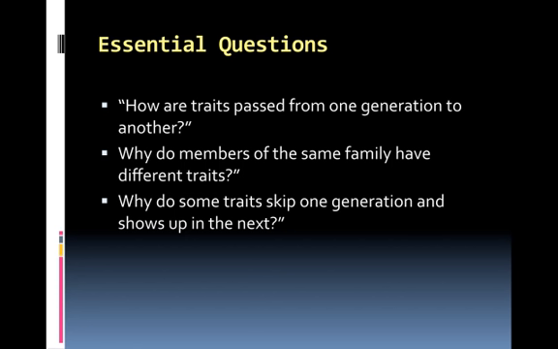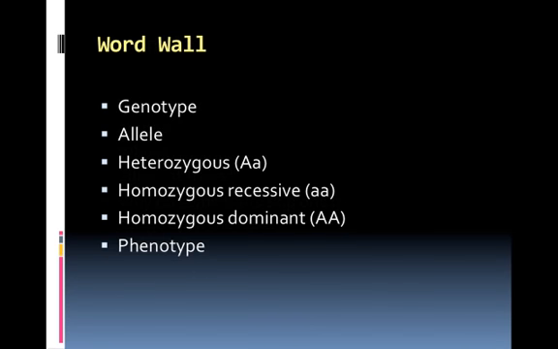Second thing you may have wondered from time to time is, why do some members of your family have traits that are different than yours? And then why are there some that are similar? And then thirdly, why do some traits seem to skip a generation? So your grandparents may have one trait and your parents don't have that same trait, but then you have that same trait. So what's going on there? How can we explain the skipping of those traits?